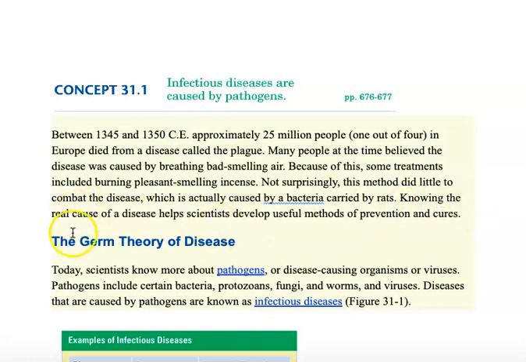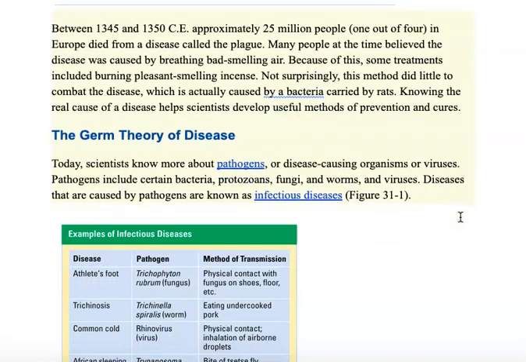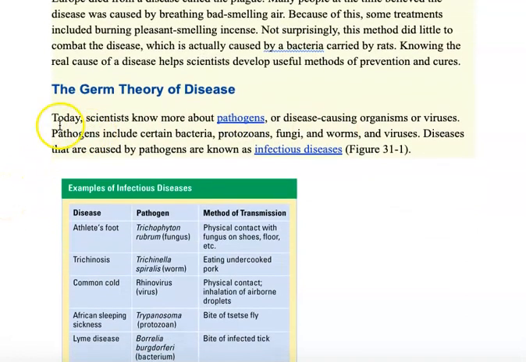Knowing the real cause of a disease helps scientists develop useful methods of prevention and cures. The germ theory of disease. Today, scientists know more about pathogens.